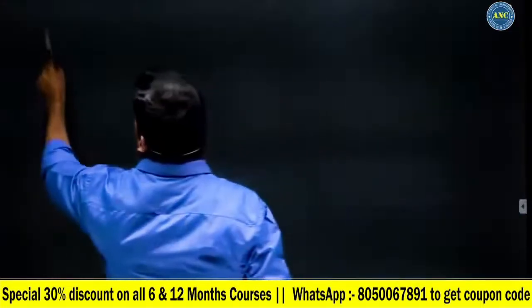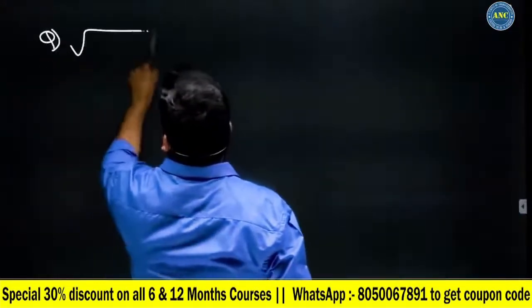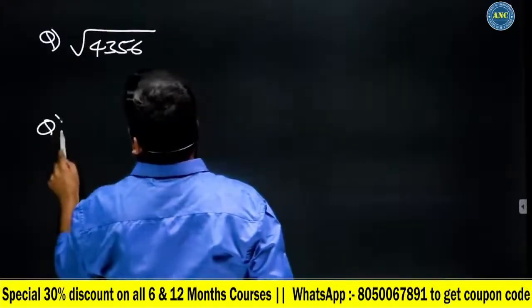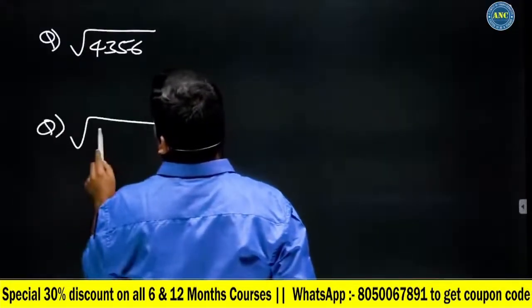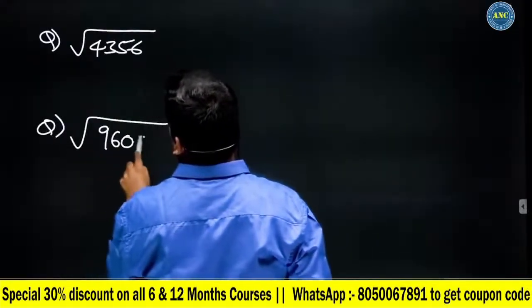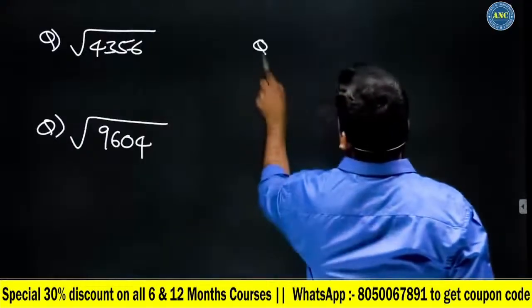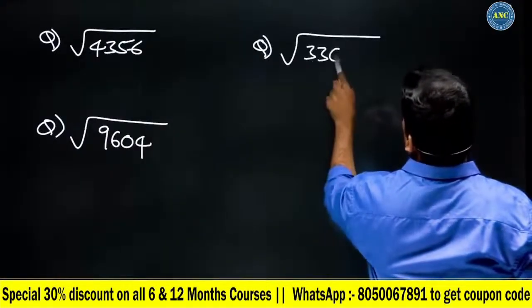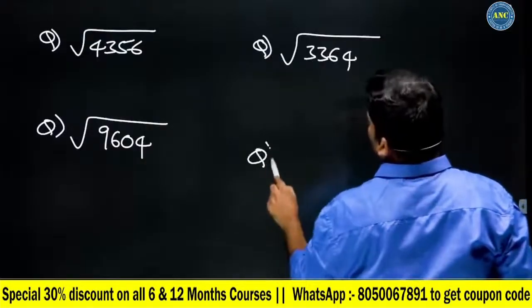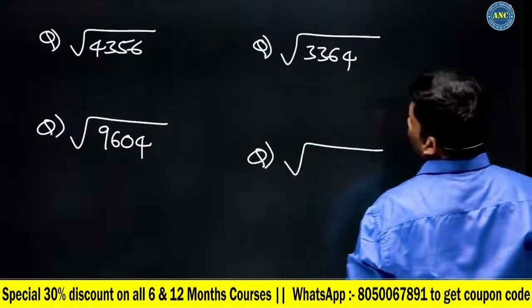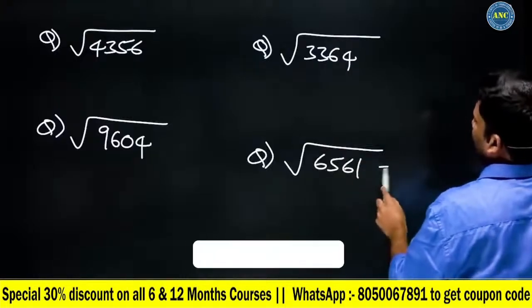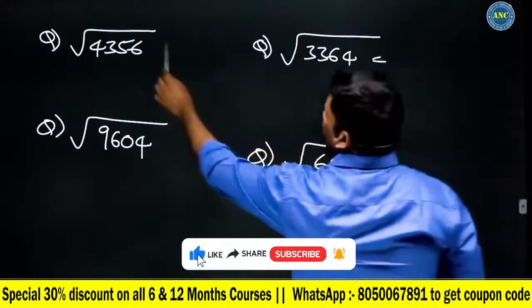Suppose root of 4356, root of 9604, root of 3364, root of, for example, 6561. Please drop your pen, sir.